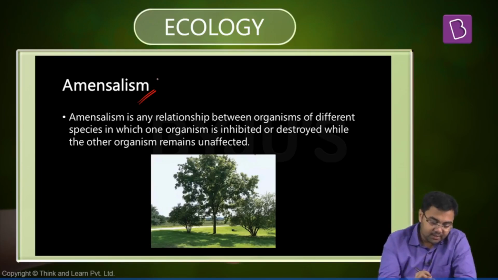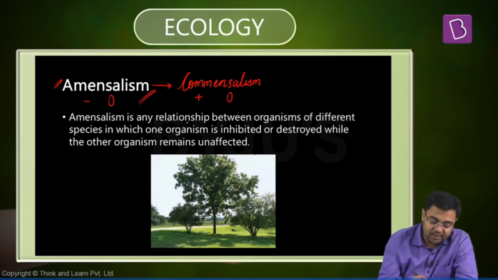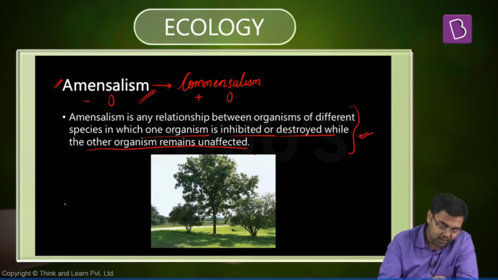What is amensalism? It is just opposite of commensalism. So in commensalism we talked about the fact that one is benefited, second organism has no effect. In amensalism, one gets affected negatively, second has zero effect. So whenever that's the case, you call it amensalism. So any relationship between organisms of different species in which one organism is inhibited or destroyed while the other organism remains unaffected. So this is what happens in amensalism.